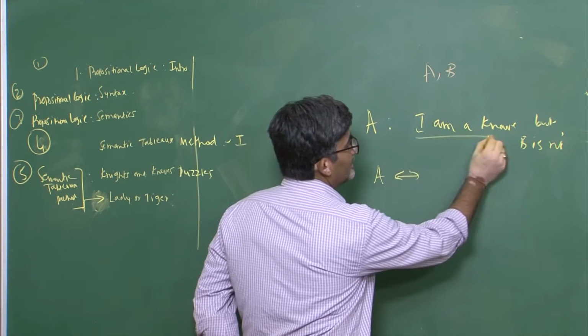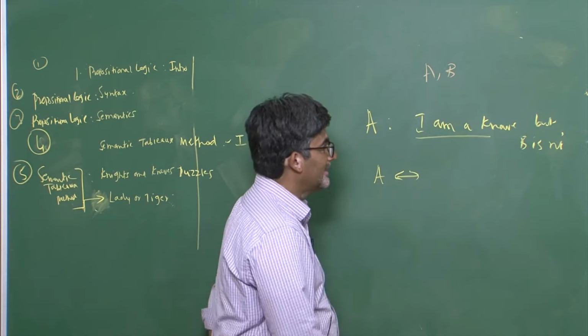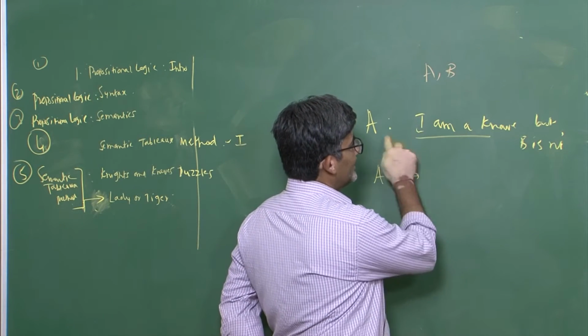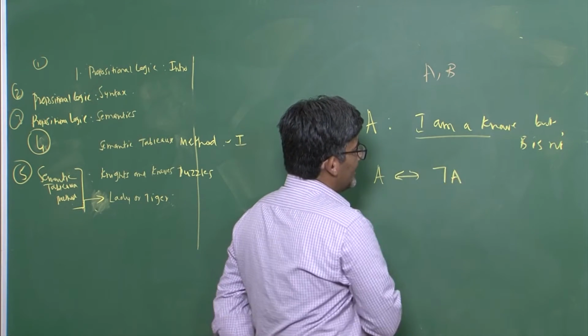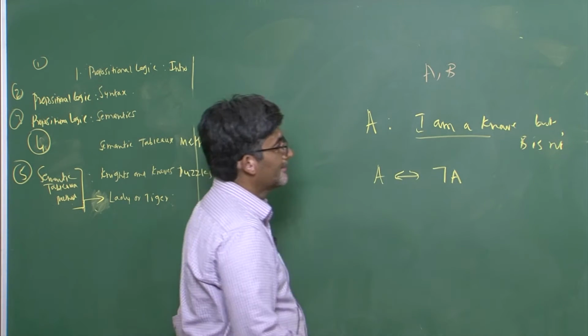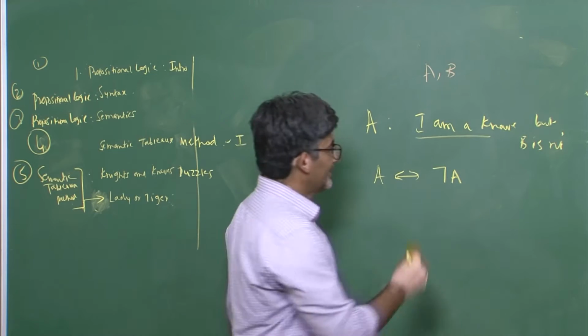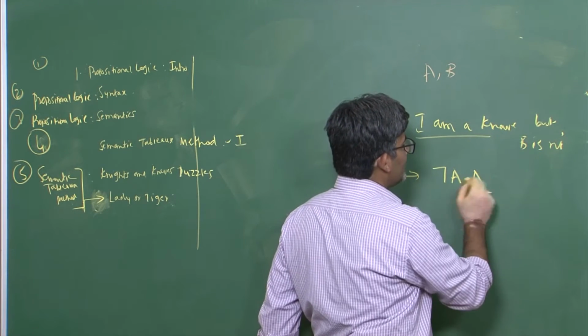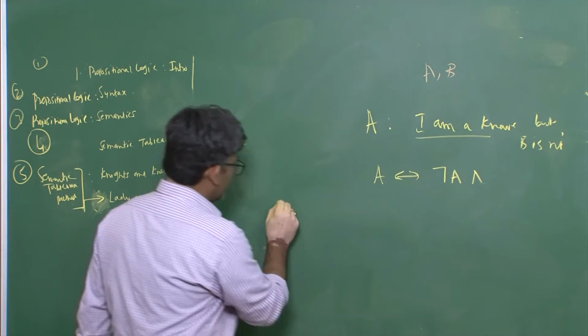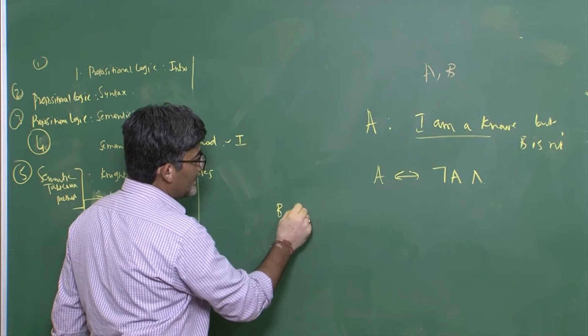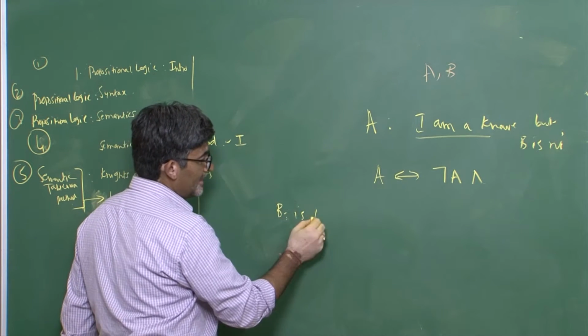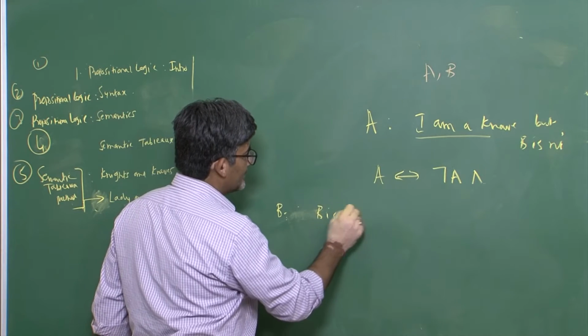Now how do we represent this sentence, I am a knave? Here A is talking about himself, that's why you have to write it like this, not A. But is usually translated as and. B is not. If you write just B, it means B is a knight.